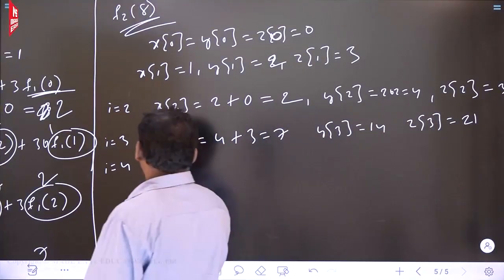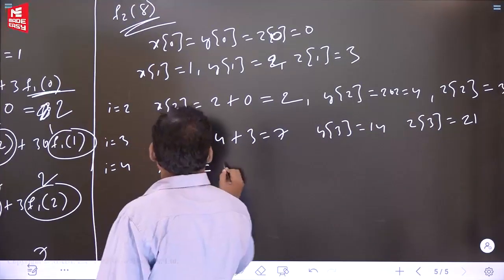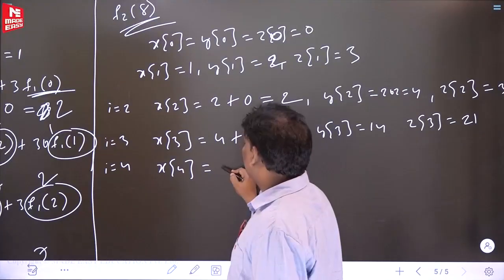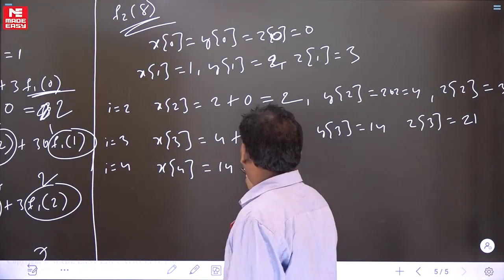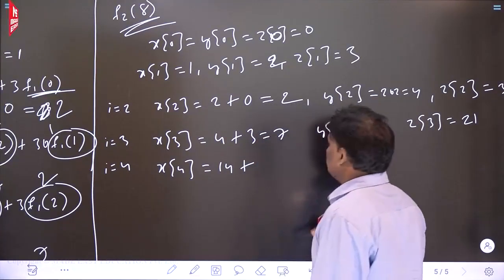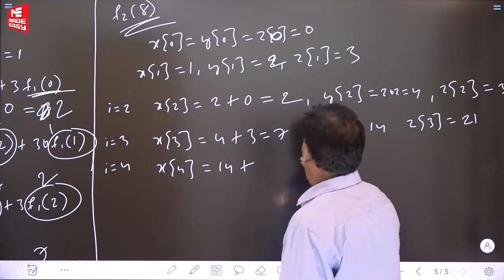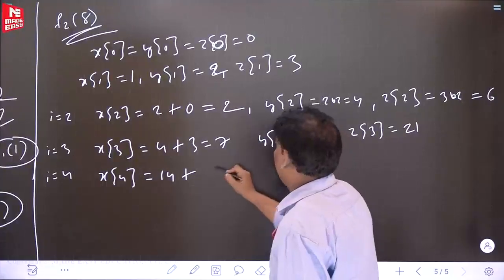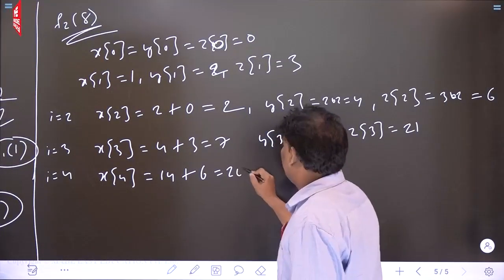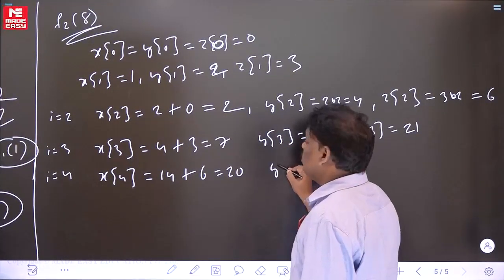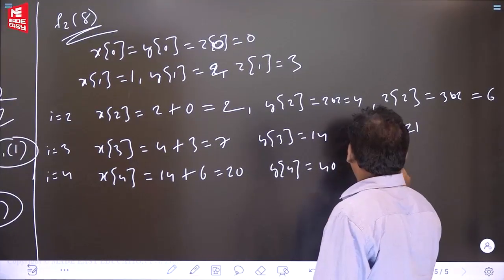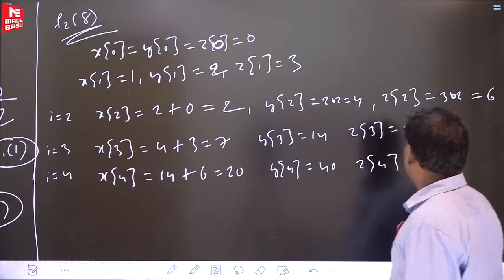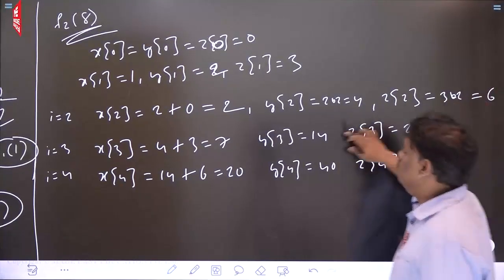Same way. Can you help me? What about x4? What is the answer? I think y3, how much? y3 is 14 plus z2. What is z2? Which goes to 6. So it goes to 20. Can you help me now? What about y4? 2 times of this, 40. What about z4? 3 times of that, 60. It will continue like this.